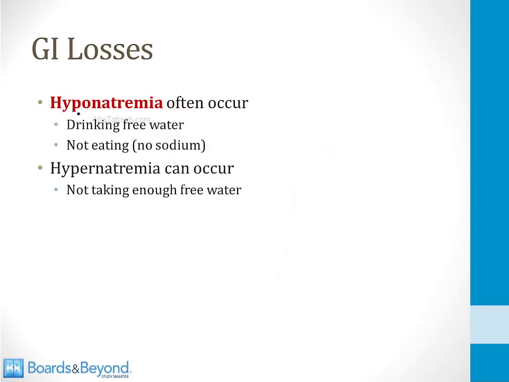What more often happens with GI losses is that patients develop hyponatremia. This is because they're drinking free water because it's easy on their stomach. In addition, they're often not eating, which means they're not consuming any sodium. This just worsens the volume loss and leads to more retention of free water that dilutes the plasma sodium. Hypernatremia can occur in some situations, however, if the patient is not taking enough free water to match the free water losses from their GI tract.